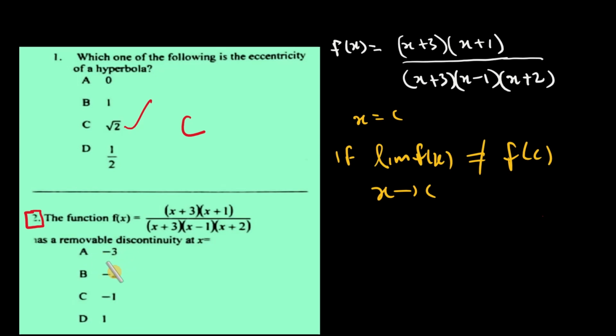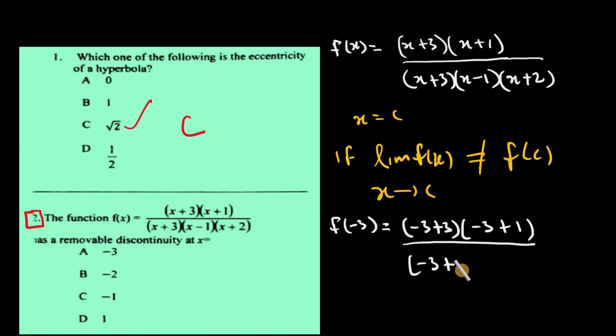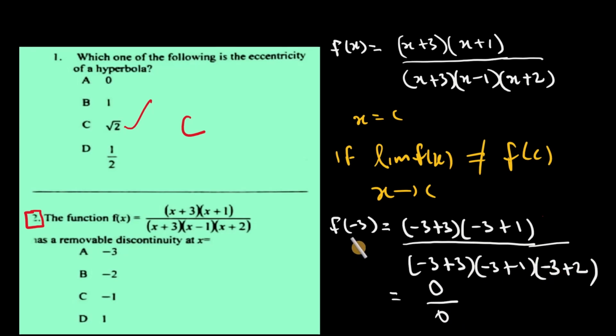Let's find out for option A, that's minus 3. F of minus 3 is equal to (minus 3 plus 3)(minus 3 plus 1) all over (minus 3 plus 3)(minus 3 minus 1)(minus 3 plus 2). Minus 3 plus 3 is 0. 0 times this bracket is 0. Minus 3 plus 3 is 0 in the denominator. 0 times all this bracket is 0. It means f of minus 3 is undefined.